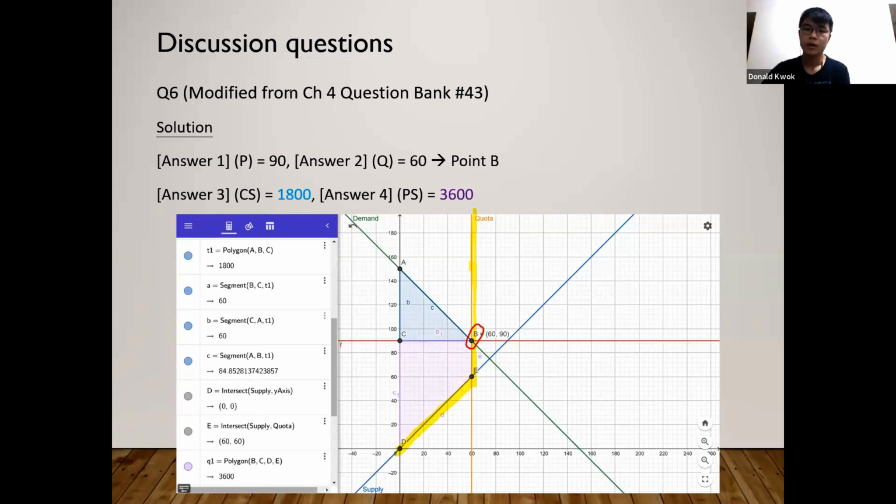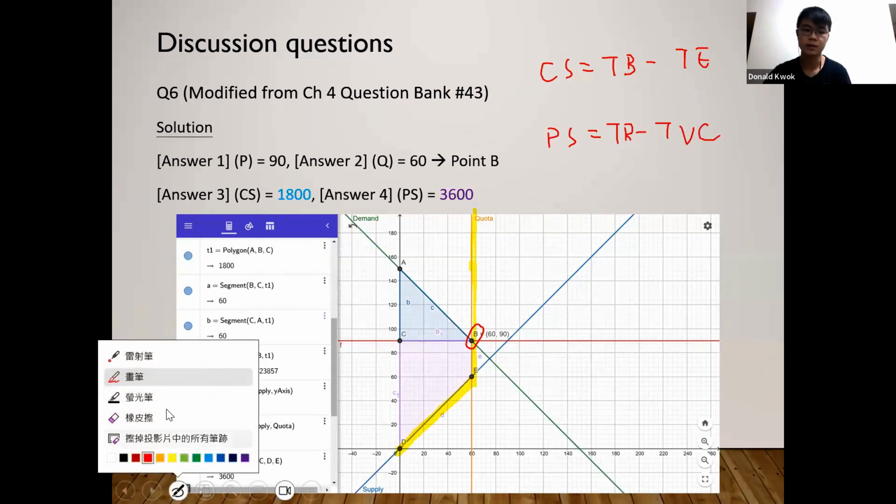Okay, so parts 3 and 4 are about the consumer surplus and producer surplus. So let's recall their definitions. Consumer surplus is total benefit minus total expenditure, while producer surplus is total revenue minus total variable cost. So let's apply the definition to observe where the areas are located.